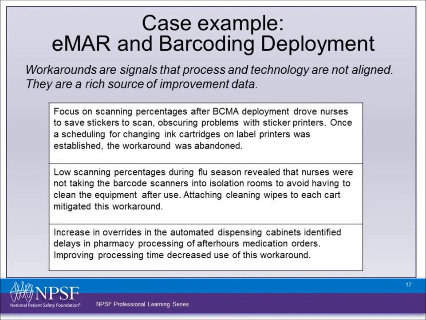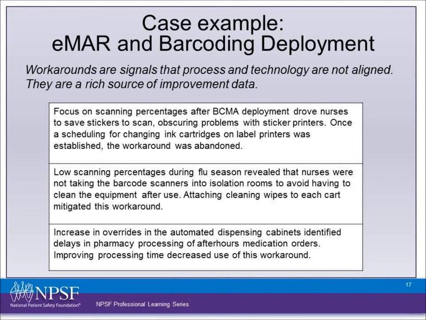Another workaround that we identified was low scanning percentages during the flu season. And what we found going to the units is that nurses were not taking the barcode scanners into isolation rooms because they wanted to avoid having to clean the equipment after its use. So what we did here was we attached cleaning wipes to each of the medication carts so that they could easily be wiped down without taking time away from patient care. And again, this workaround decreased significantly after we did that.